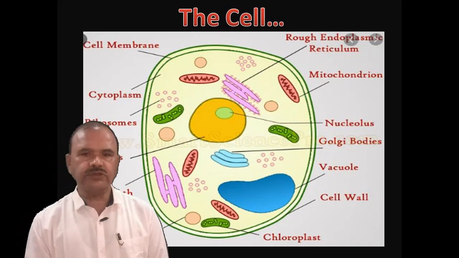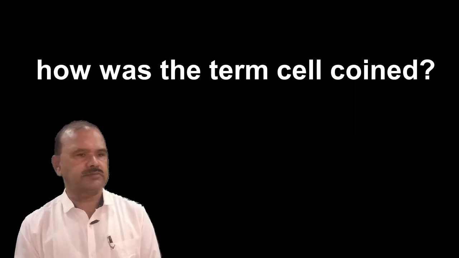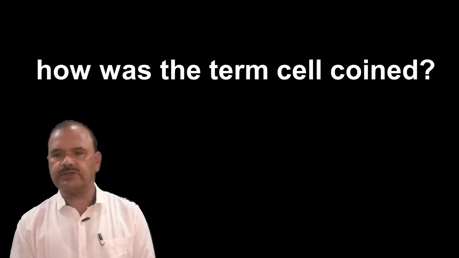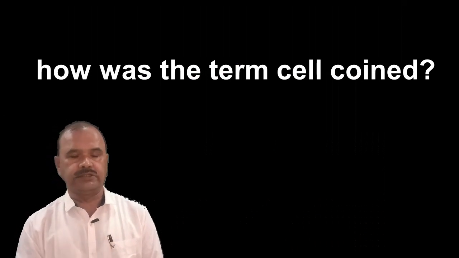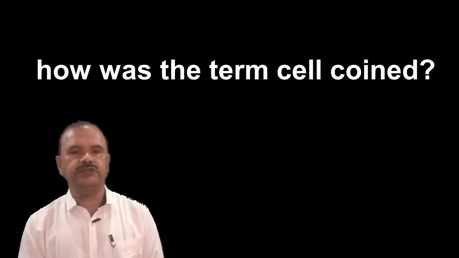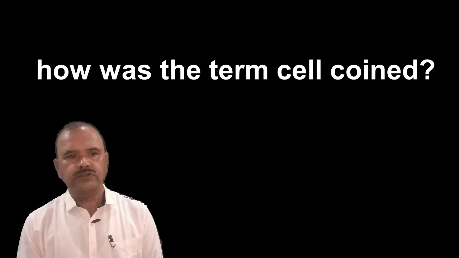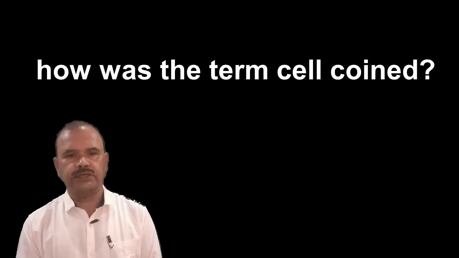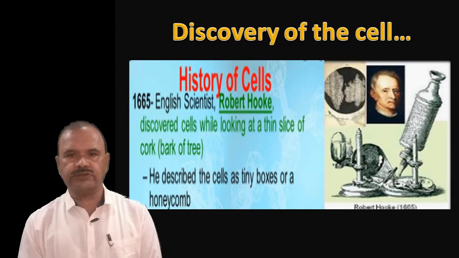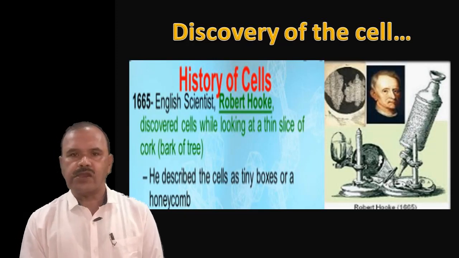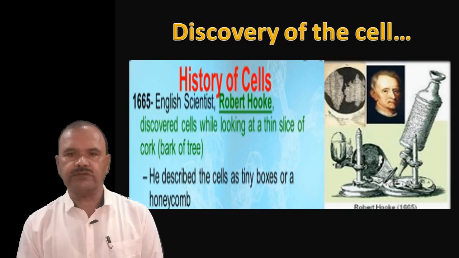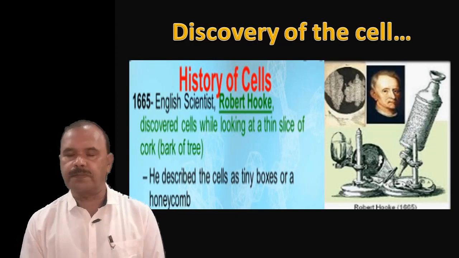First of all, the question arises how this term came into existence, how the word cell has evolved. So I want to focus on this word first. This word came into existence first by an English scientist named Robert Hooke. He coined the term cell while doing some experiment with his self-designed microscope.